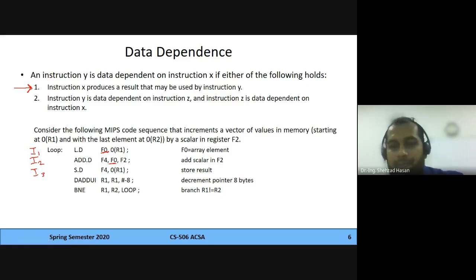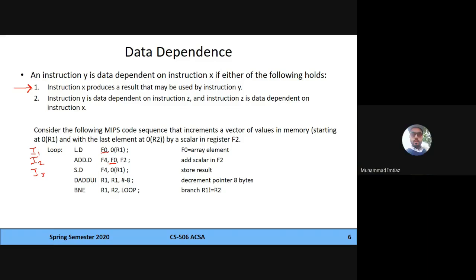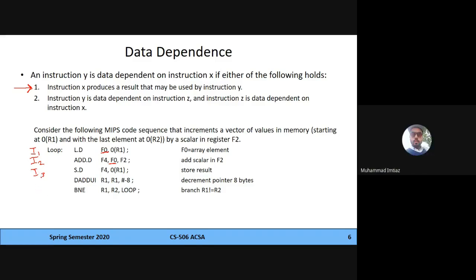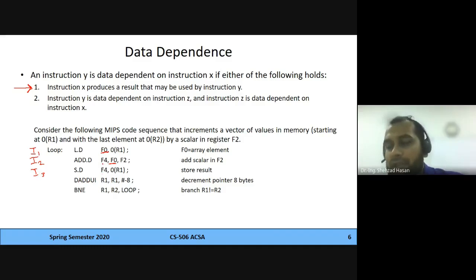Yes. I3 on which instruction? Can you unmute yourself, Mohammed Imtiaz? Sorry, sir. Yes, sir. I3 is dependent on which instruction, I2 or I1? I2, because of F4. F4, yes, sir. Okay, good. So again, the same thing here, that one is producing a result, and it's using that result, right?